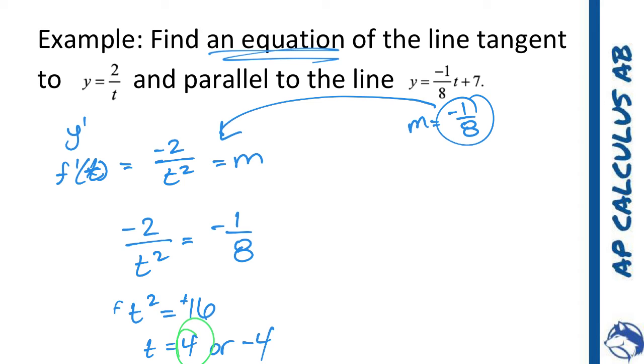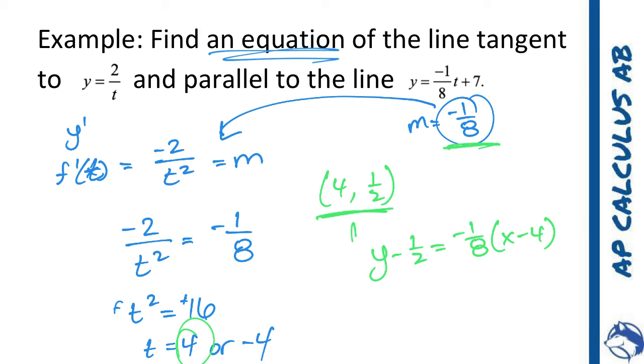And so I know I've got the point 4 comma, and then I have to figure out what the y is. Well, if I plug in 4 for t, I'm going to get 1/2. So here's my slope, here's my point. y minus 1/2 is equal to negative 1/8 times x minus 4. And that's the equation of my line that's tangent to that equation and parallel to the line.